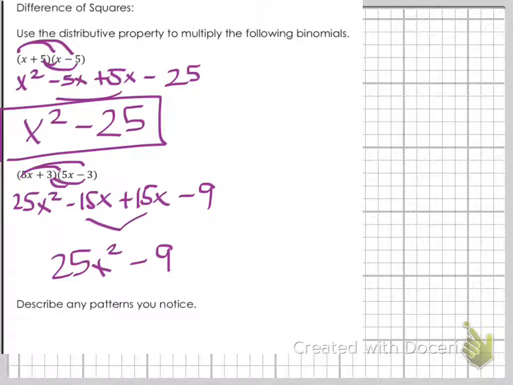Describe any pattern you notice. When there is a difference of squares, what does that mean? That means that one of them is positive, one of them is negative. The expression is identical with the exception of one having a plus sign between the two terms and the other having the minus sign. When that's the case, the middle term cancels out. So what do you notice? The middle term cancels.